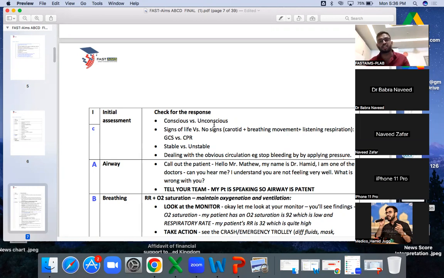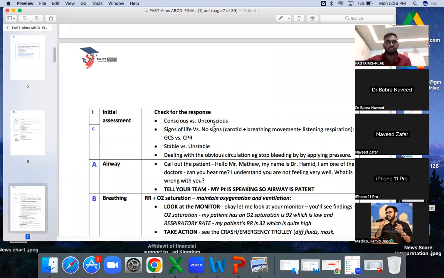If the patient is non-conscious, people start the ABCD approach. But if there's no sign of life, you will go for the CPR approach. In the ABCD approach, they are not going to check it, but your step is important.